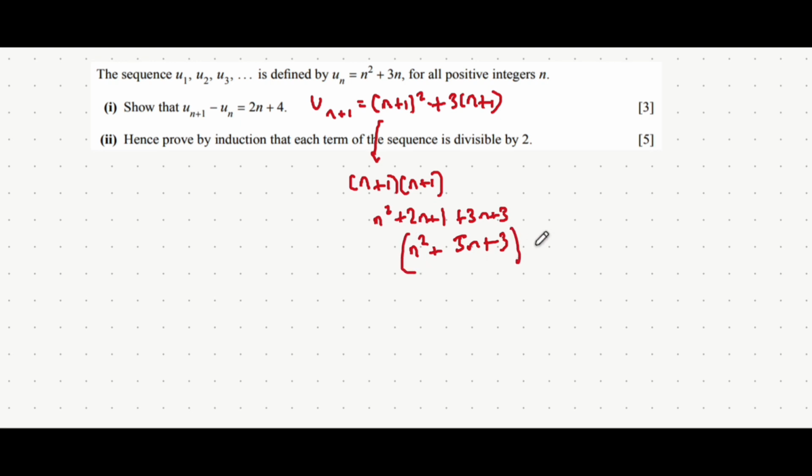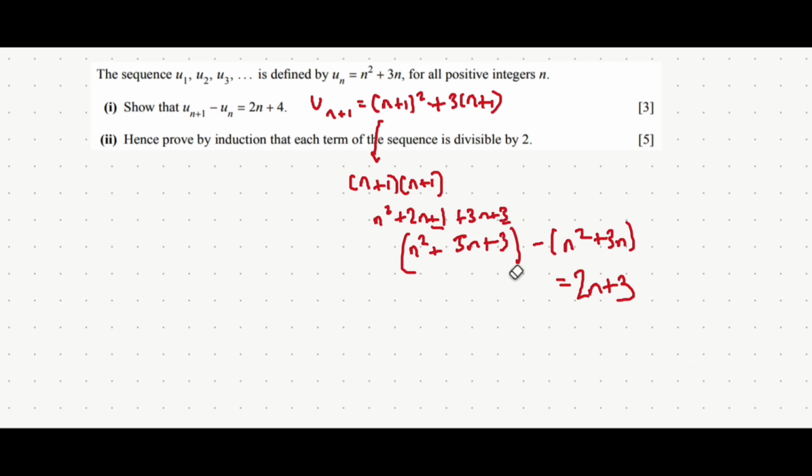We then subtract from that the expression of un, which is already stated here. So that's n squared plus 3n. N squared take away n squared cancels out. 5n take away 3n is 2n. So we'll have 2n plus 3. Okay, I must have made a mistake somewhere. Yeah, I did. The 1 plus 3 is 4.